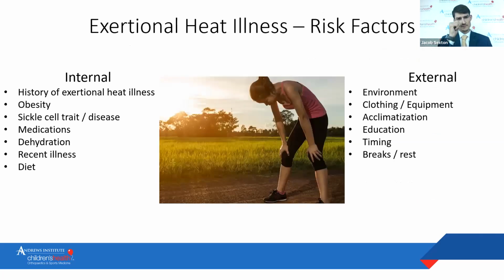So what are some risk factors for exertional heat illness? You have to think of this both internally and externally. Internally, anybody with a prior history of exertional heat illness is going to be predisposed to subsequent events of exertional heat related illness. And we believe this is a dysfunction in the central thermoregulation center in the hypothalamus. Obese individuals are going to be predisposed to exertional heat related illness. That's because they have more body surface area. Fat cells act as an insulator and will allow increased heat trapping during exercise.